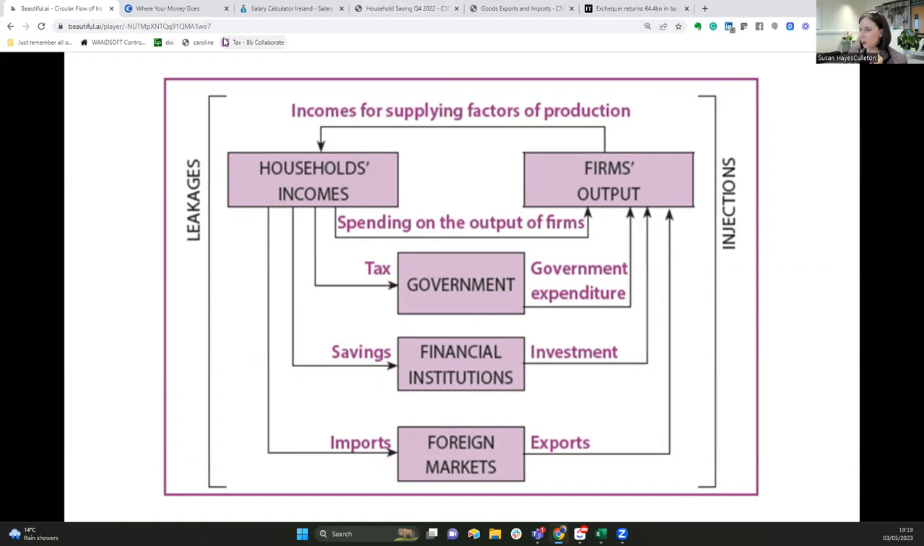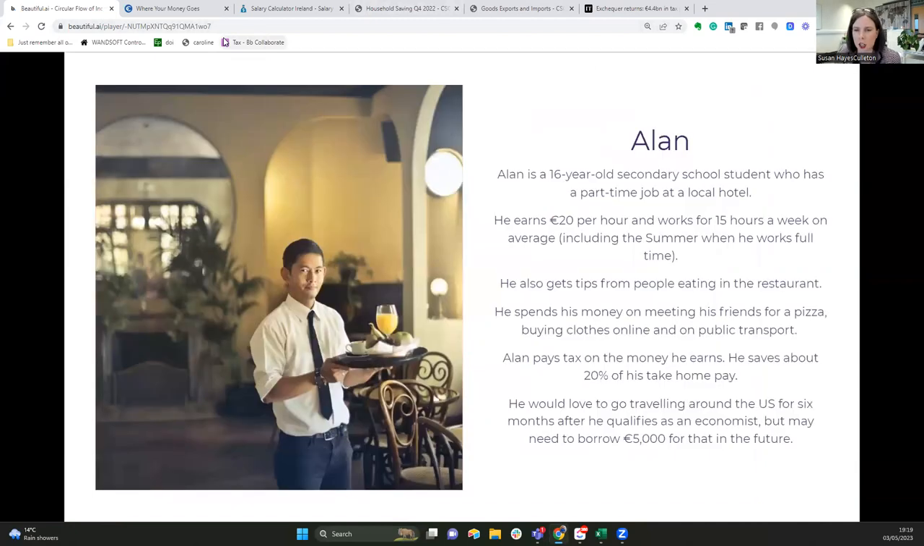Well, we already have this, because we know that Alan is earning 20 euros an hour. He works 15 hours a week on average. The reason I put in that he's working 15 hours a week is that when I picked smaller numbers, there wasn't any tax from that, so it didn't fit in with my story. So if he's earning 20 euros an hour and he pays tax on the money he earns, let's think about how much he would pay.